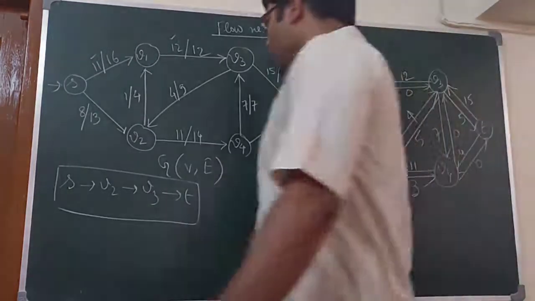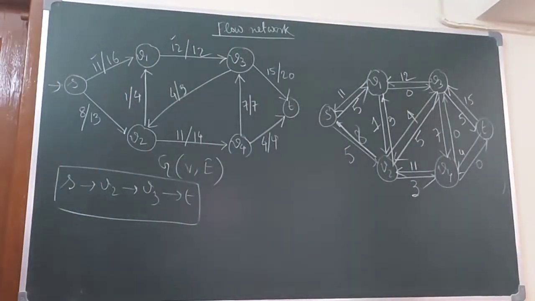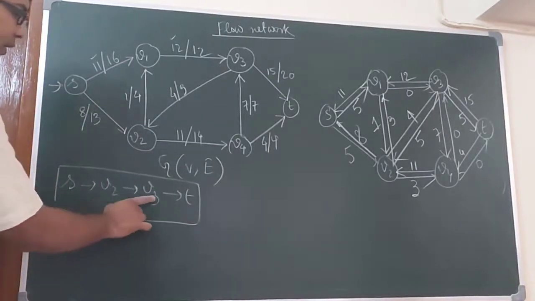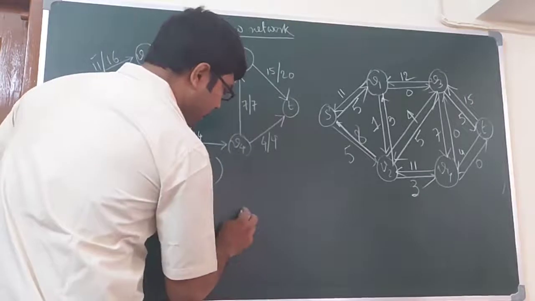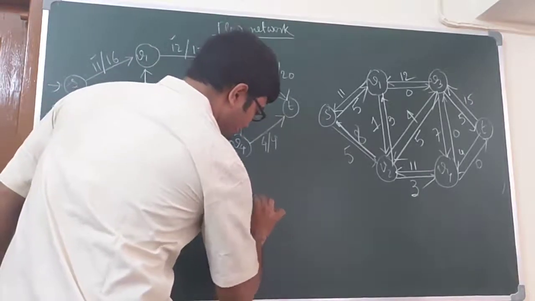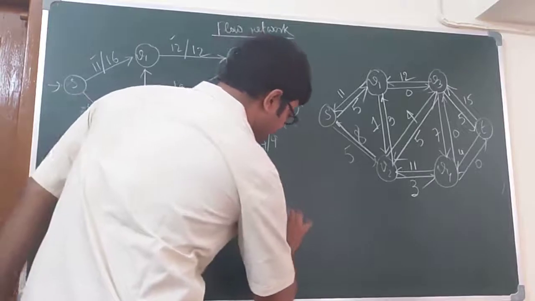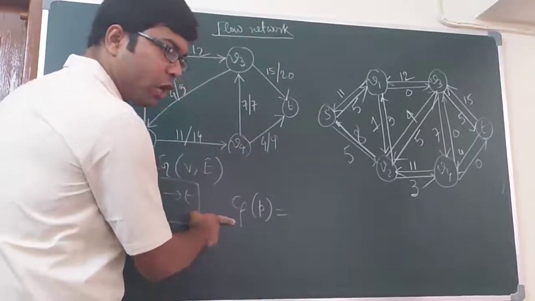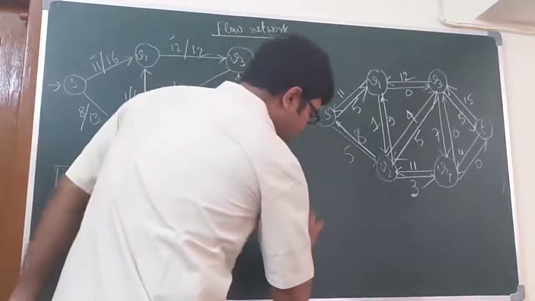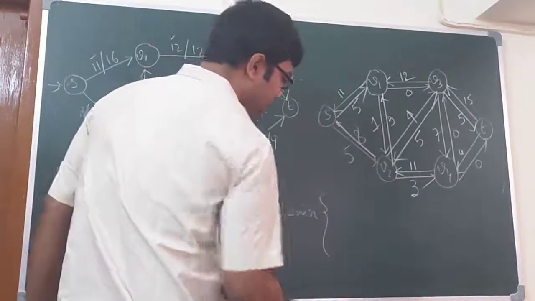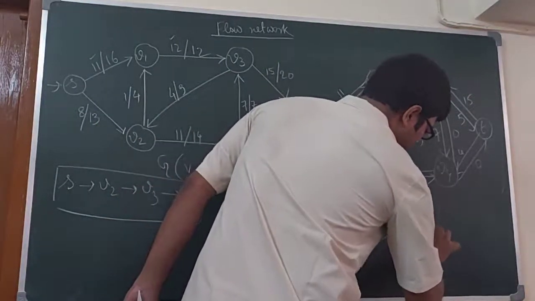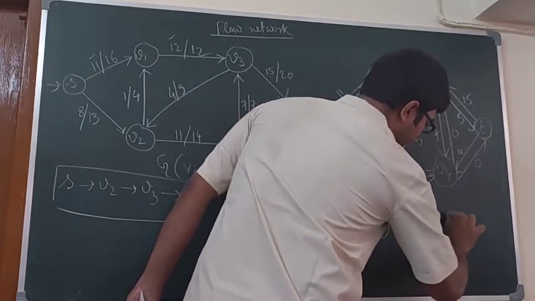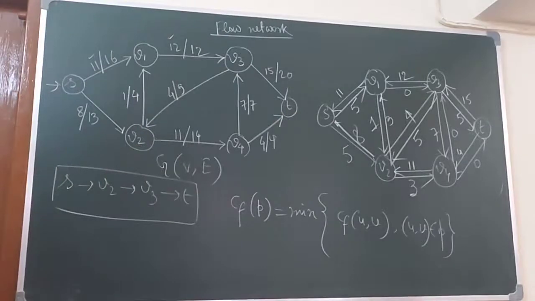Now we are choosing the augmenting path. The first augmenting path is chosen arbitrarily: S to V2, V2 to V3, V3 to T. For an augmenting path, the residual capacity formula is the residual capacity c_f(P), which is the minimum of c_f(u,v), where (u,v) belongs to our path P. So this is the formula.